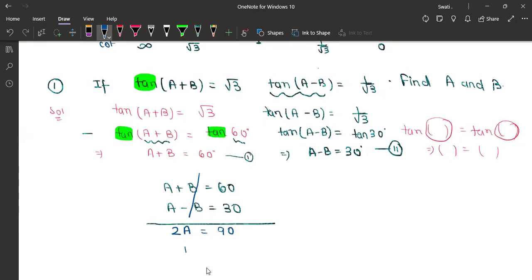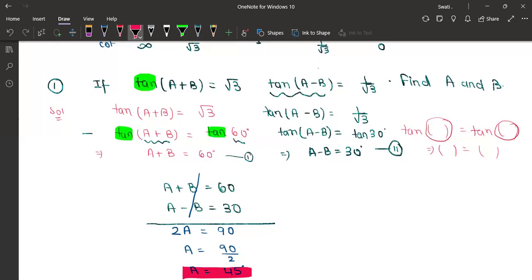A will remain there. We will shift 2 and divide 90 by it. So 90 by 2. What is the answer of 90 divided by 2? Can you answer? Then you'll get the value of A. You're done. 45. Very good. So the answer is 45 degrees and we have got A.